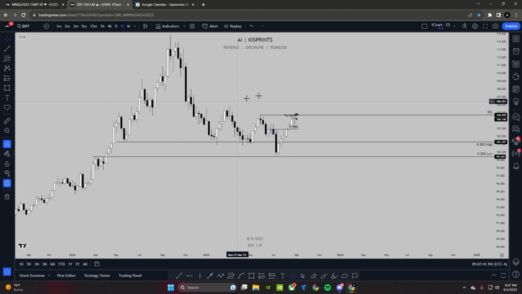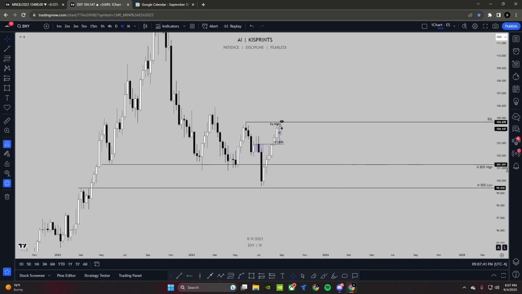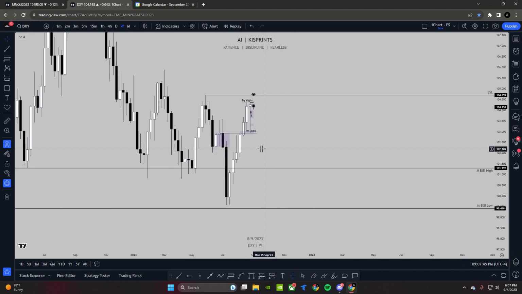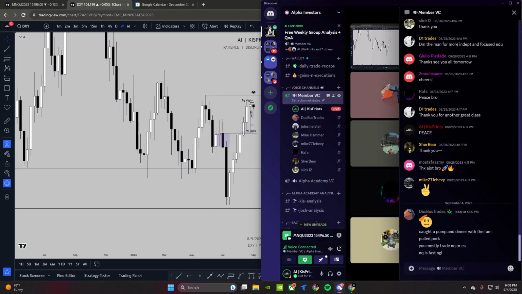However, if we drop down to the weekly, we had a weekly breaker here that previous week we came down, tapped into it, sent us higher. So what is our area of interest, higher time frame for the dollar? It's going to be basically 104,700. This buy side liquidity here is going to be our level of interest going into this week's trading.